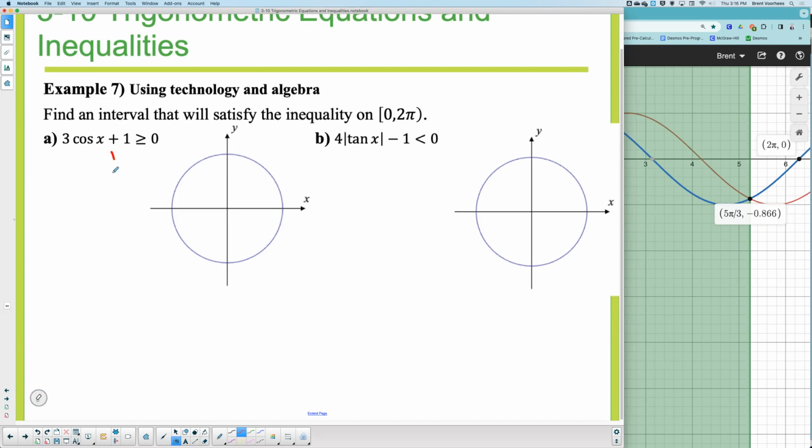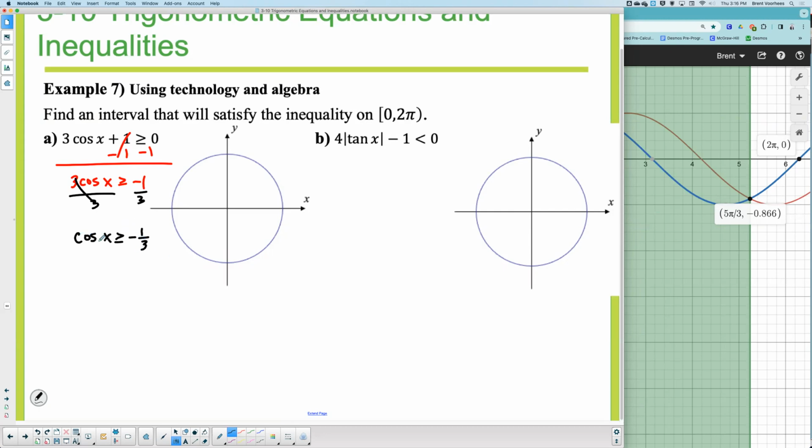So let's first subtract 1 here. We're gonna solve this. This time, instead of only using the unit circle, we're gonna have a problem. We cannot use the unit circle here very well. So I'm gonna have 3 cosine x is greater than or equal to -1. And I'm gonna need to divide this by 3. And so cosine x is going to be greater than or equal to -1/3.